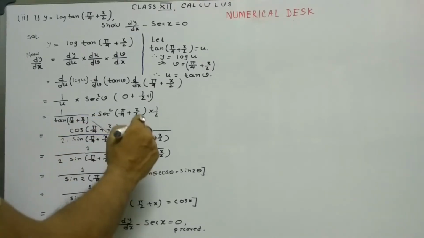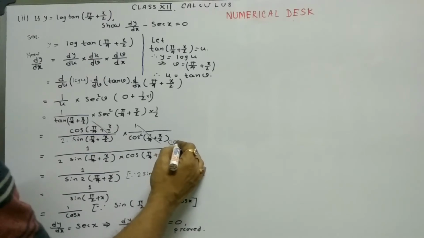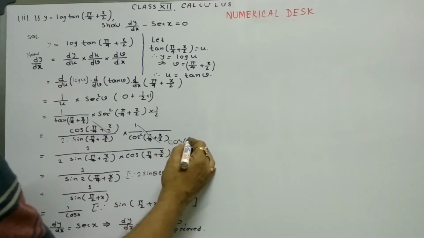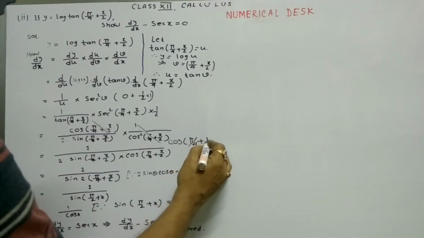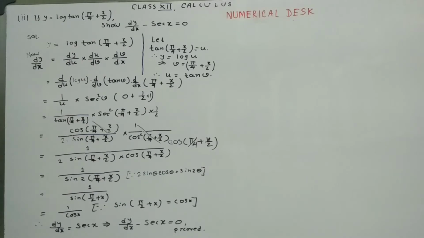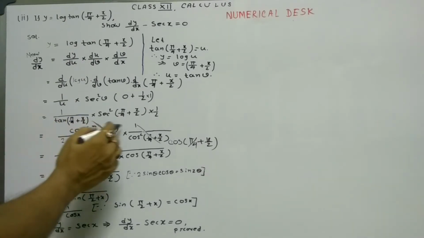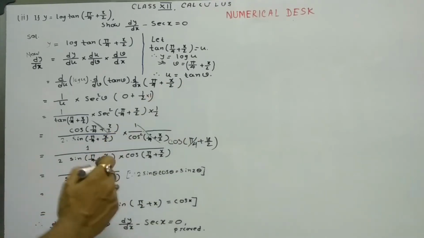So sin form or cos form. So this part is cancelled, cos, because this is cos square of (pi by 4 plus x by 2), so this is cancelled. So what is given? See this part carefully.